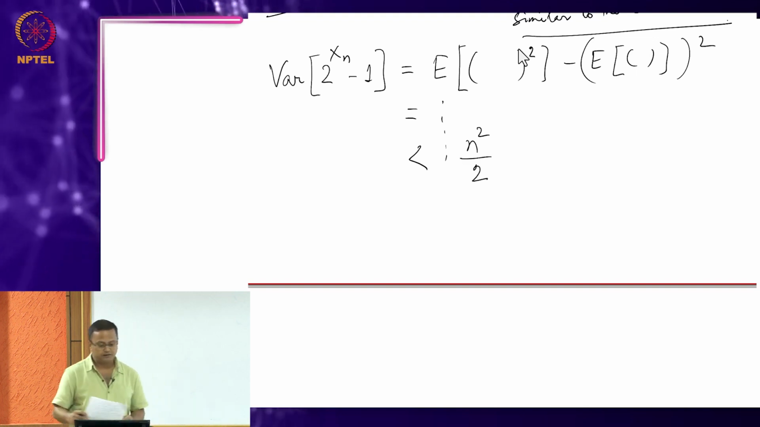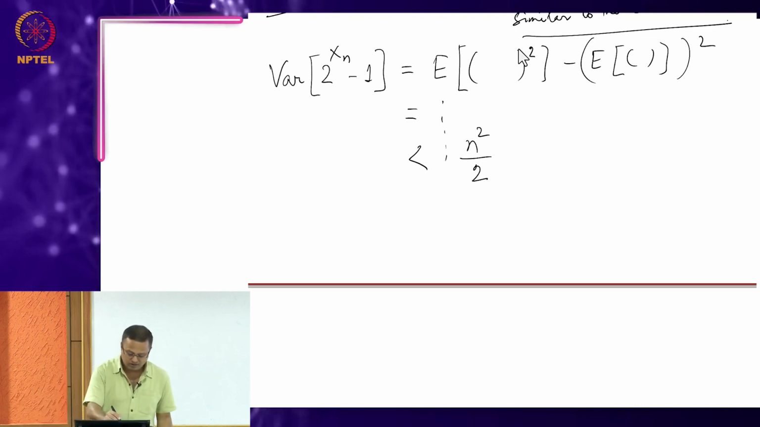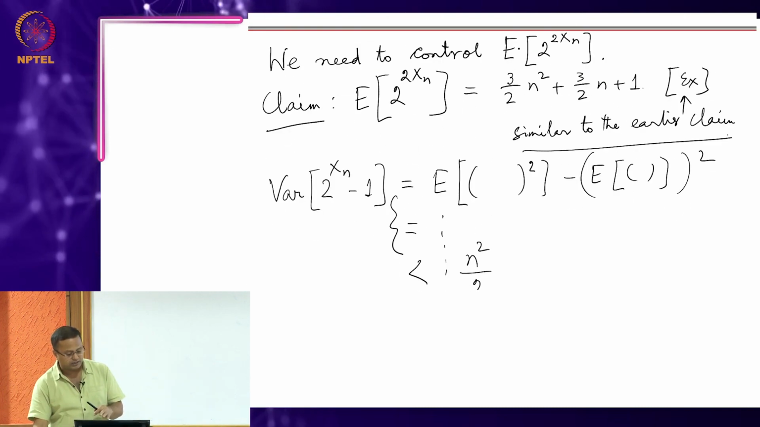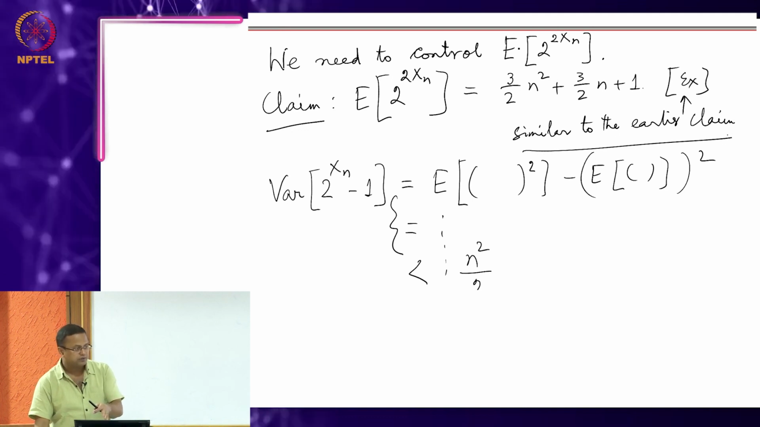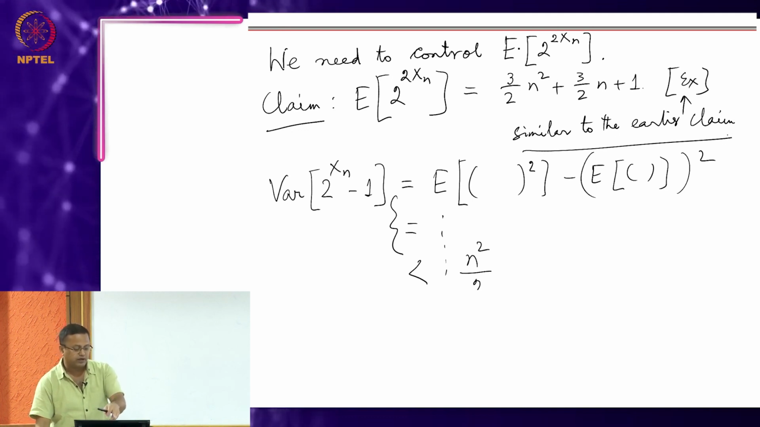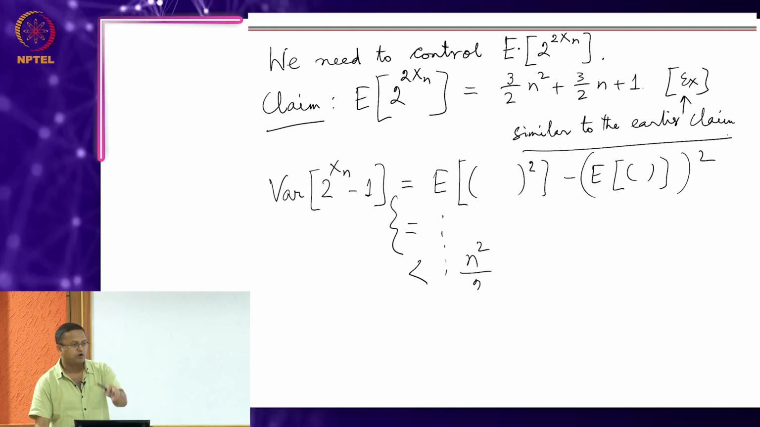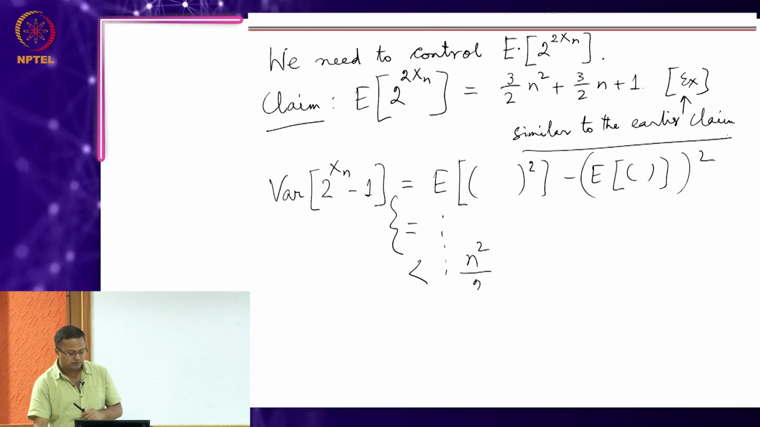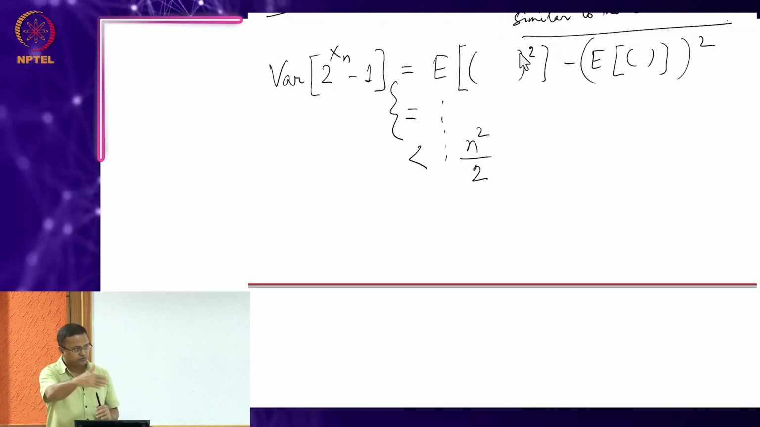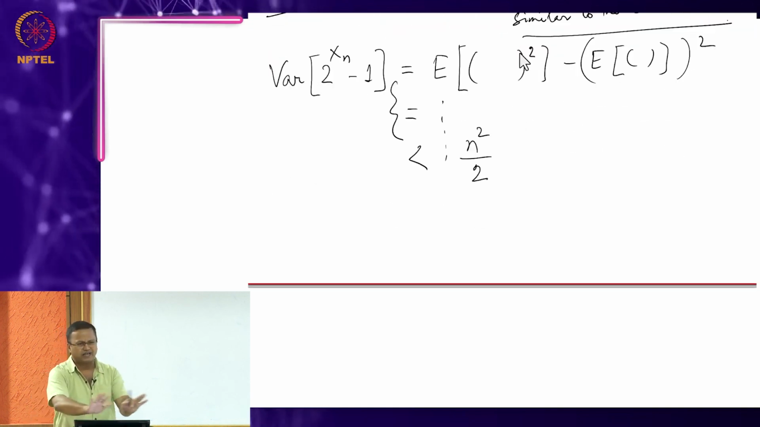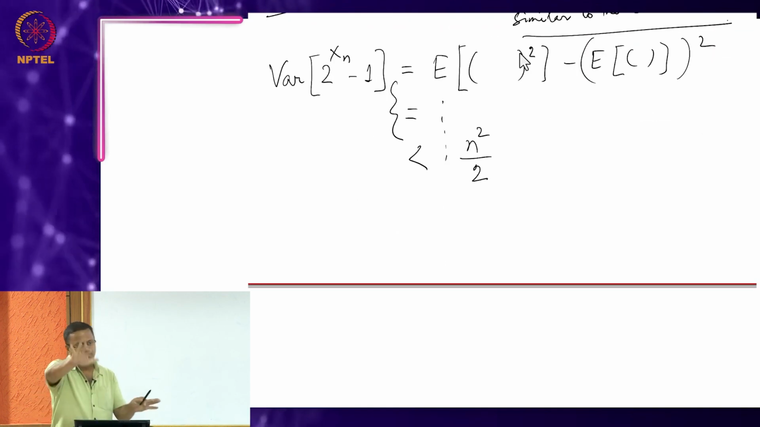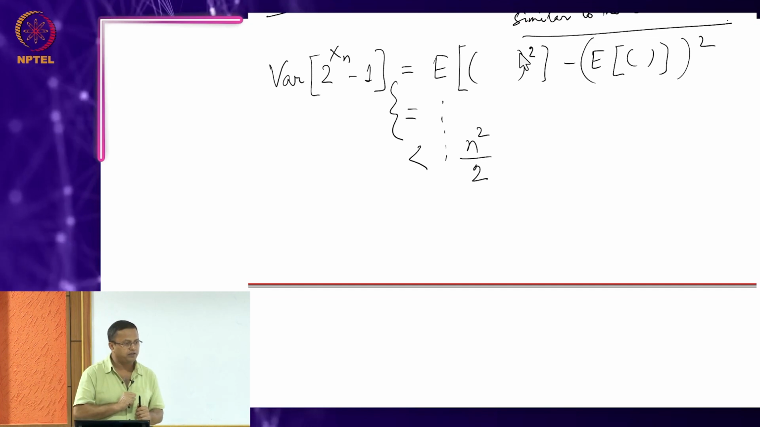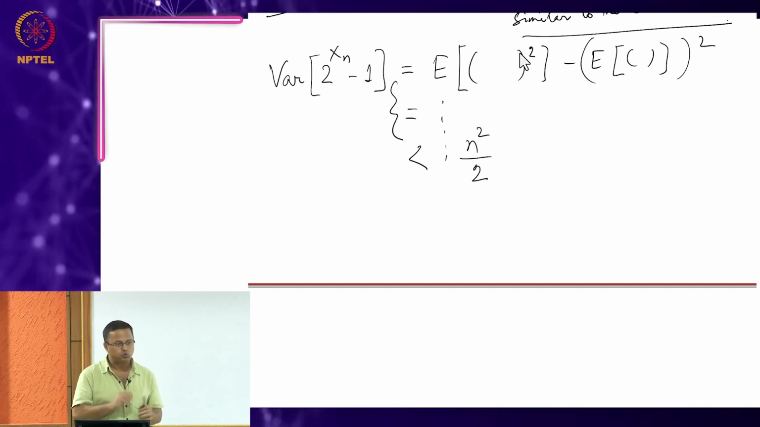Again, I am not getting into these calculations. As you understand, there is a square term. So, in between you would somewhere need this 2 to the power of 2xn, and I have already found that out. So, plug in those values, get through these calculations. These are just calculations, nothing else, because all the ingredients are there. So, one can prove that this variance is upper bounded by n square by 2.